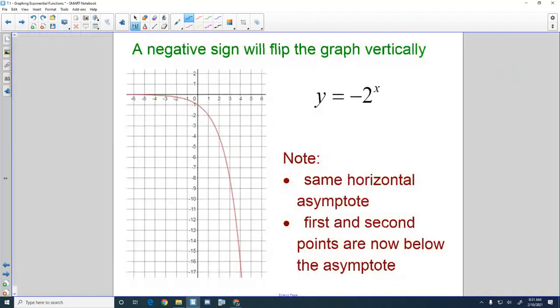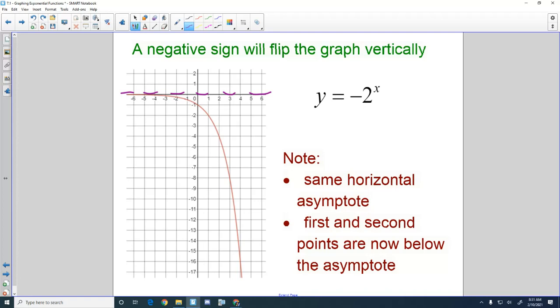Let me zoom back a little. So if we have a negative sign, this is also something that we've seen before with our quadratics and our absolute values. If you have a negative out in front of the function, all it does is flip it upside down. And so I even add some notes here. This is negative 2 to the x. You can see, check it out, it's the exact same horizontal asymptote right on the x-axis.